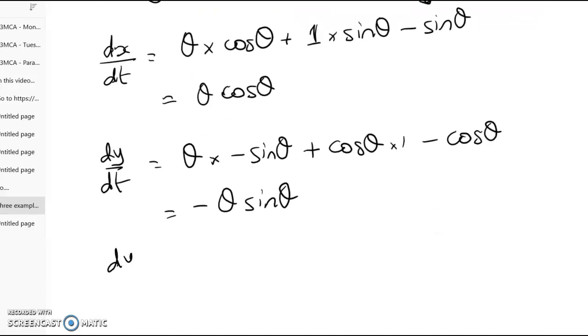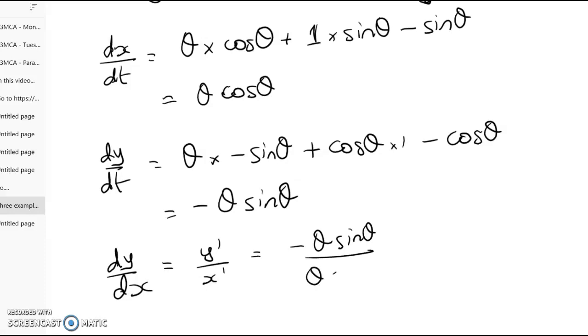So dy by dx is equal to y dash over x dash, which is negative theta sine theta over theta cos theta, which is negative tan theta. Now that one comes up quite late in question 1 of 4E.